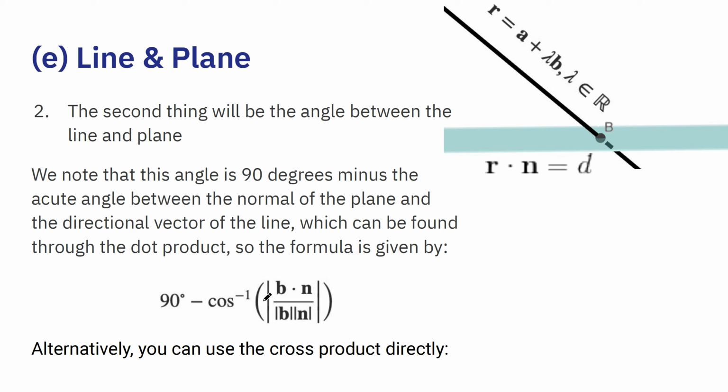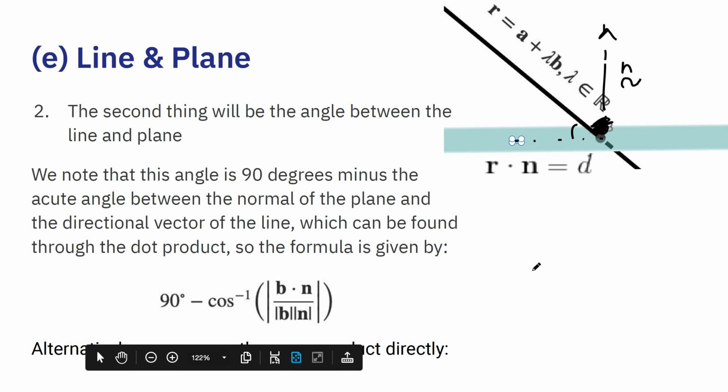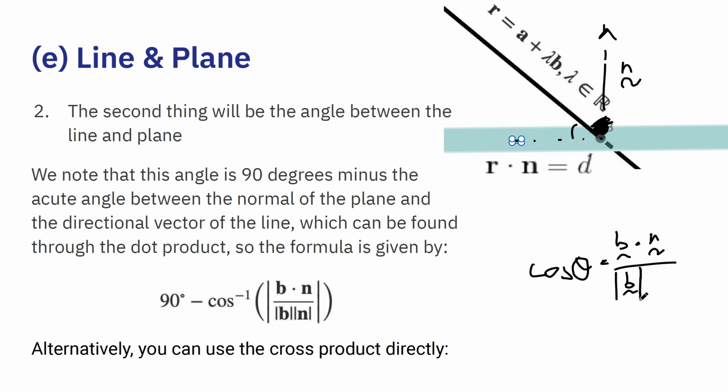Okay, so the second thing here is actually the angle between the line and the plane. So we know that this angle over here, we want to find the angle between the line and the plane. And if we draw the normal vector over here, we realize that this angle actually equals 90 degrees minus this angle over here. And since we have the vector for this and the vector for the normal, we can use the cosine formula. Cosine theta equals b dot n over |b||n|, like so. And we can find the angle here, and we just take 90 minus the angle to get the angle between the line and the plane.